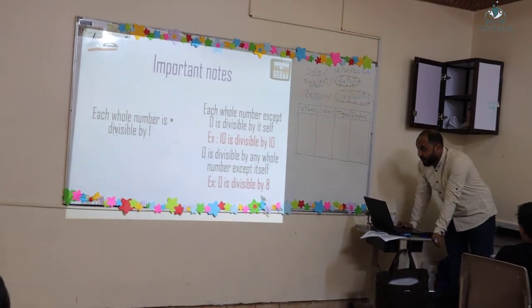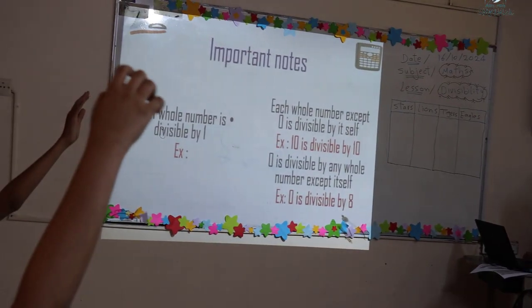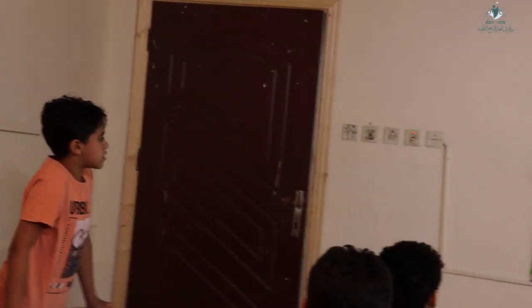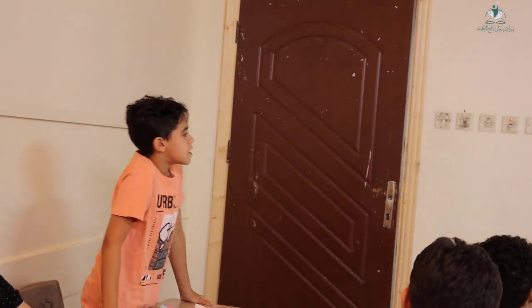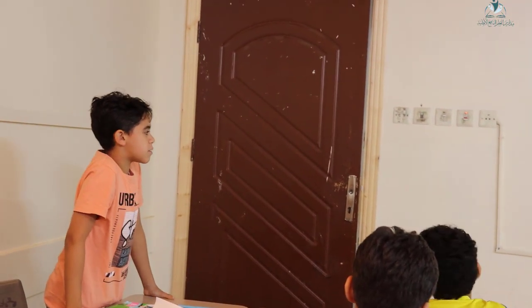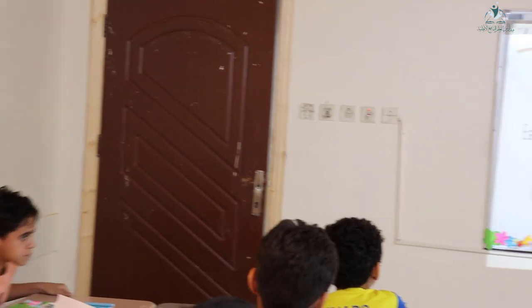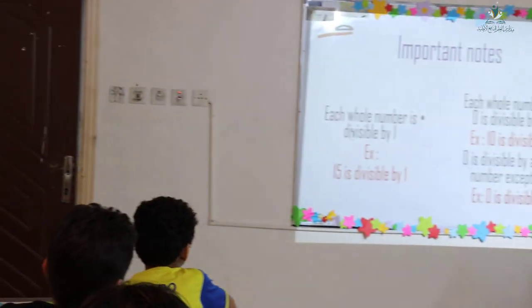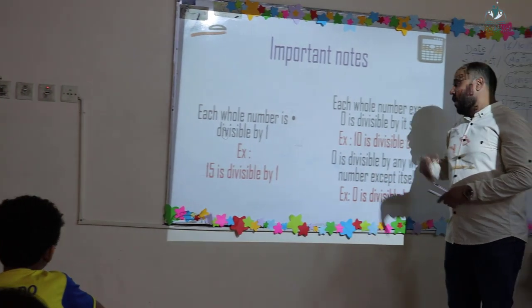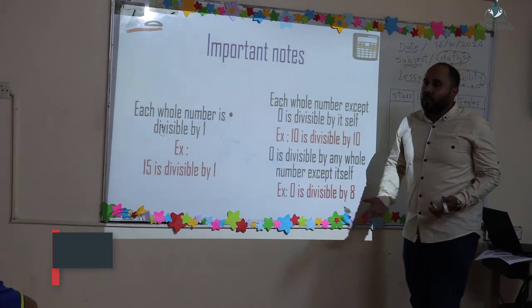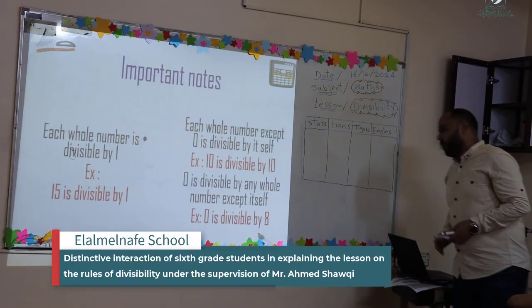The third note, who can read it? Yes, Ahmed. Each whole number is divisible by 1. Give me an example. 15 is divisible by 1. Any number divided by 1 equals the same number. 15 divided by 1 is 15. So this number is divisible by 1.